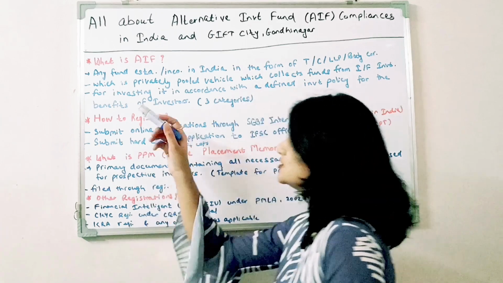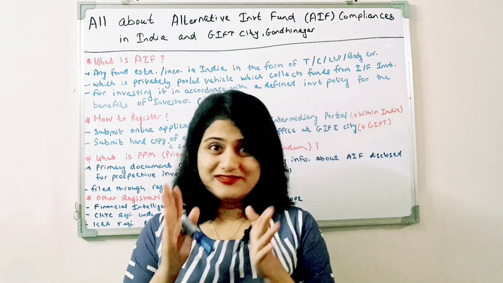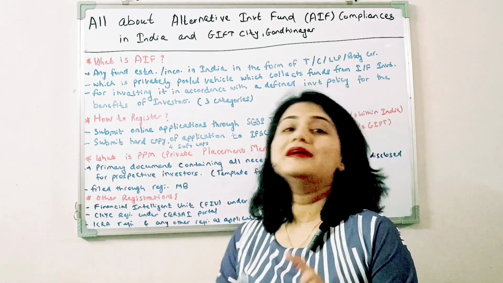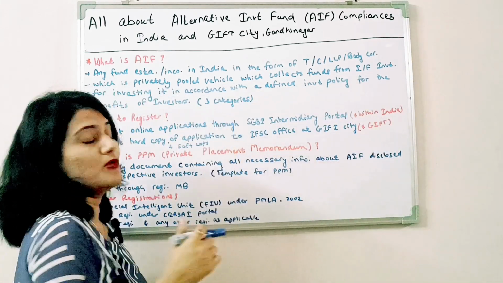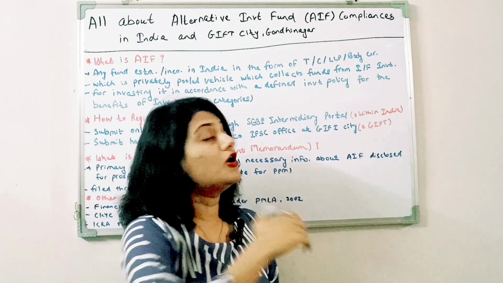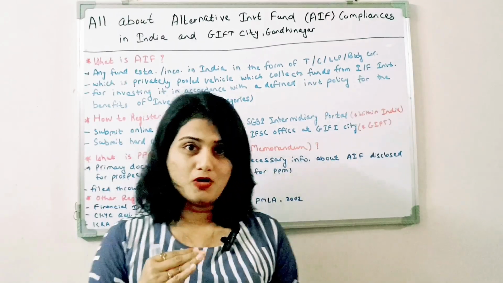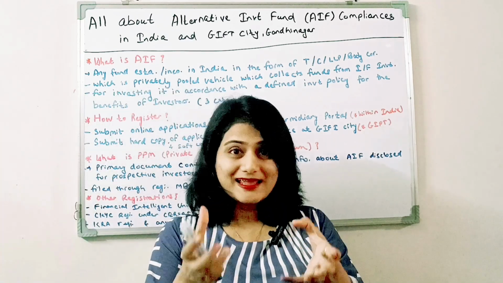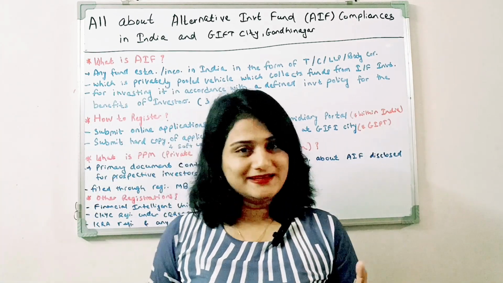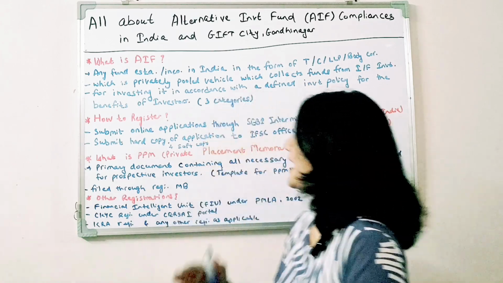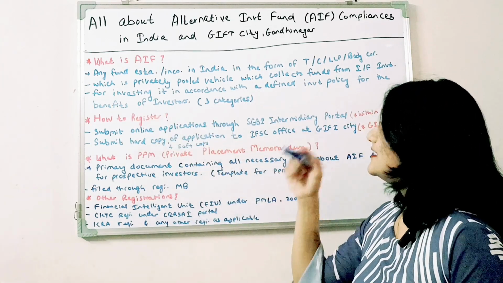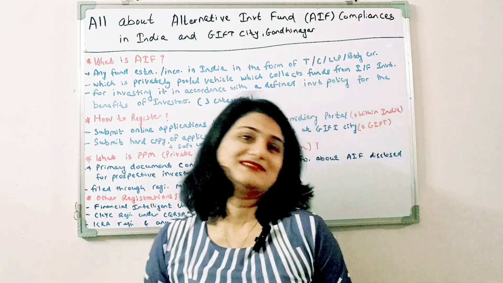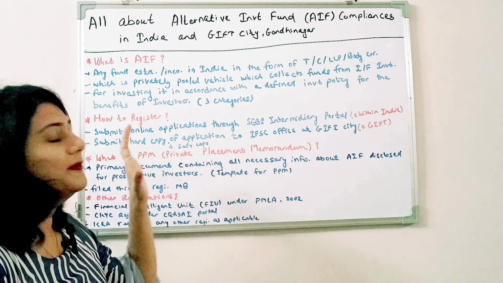So let's start. So what is AIF? AIF means Alternative Investment Fund. Any fund which is established or incorporated in India in the form of trust or company or LLP or body corporate, and which is a privately pooled vehicle which collects funds from the investors, either Indian investors or say foreign investors, and then invests in accordance with the defined investment policy for the benefit of the investors. So this is the meaning of AIF.